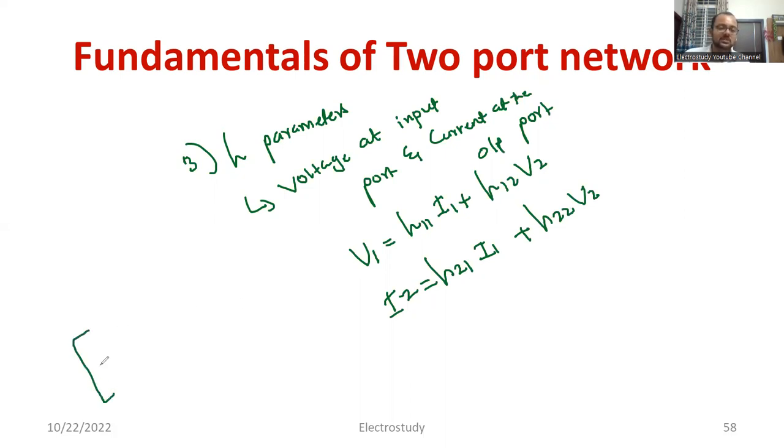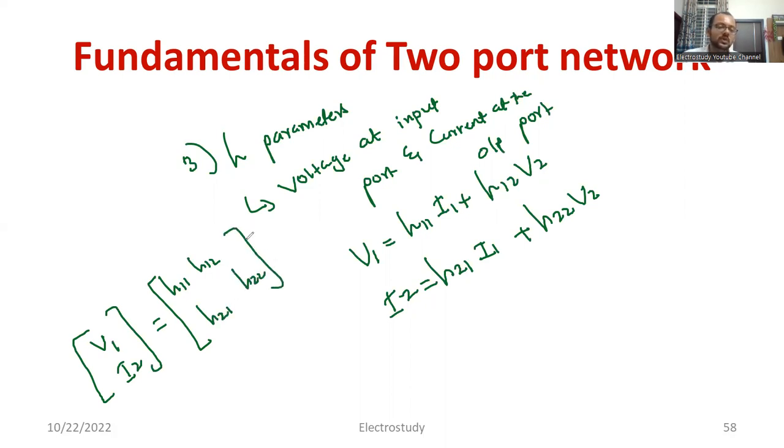If you want, you can express in terms of matrix for convenience. V1, I2, please take care of this, and next is H11, H12, H21, H22, a 2 by 2 matrix. Then we'll write I1, then V2. So voltage at input and the current at the output port. Make a note of this.